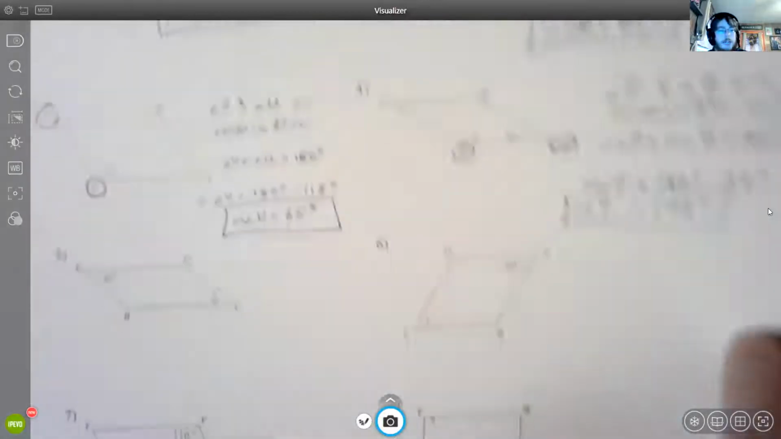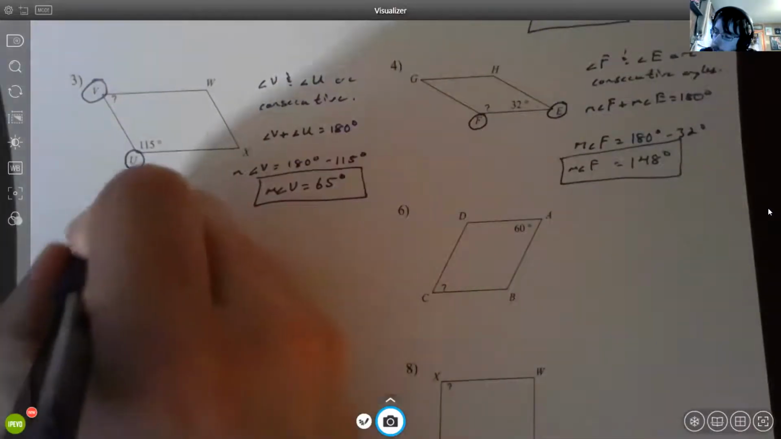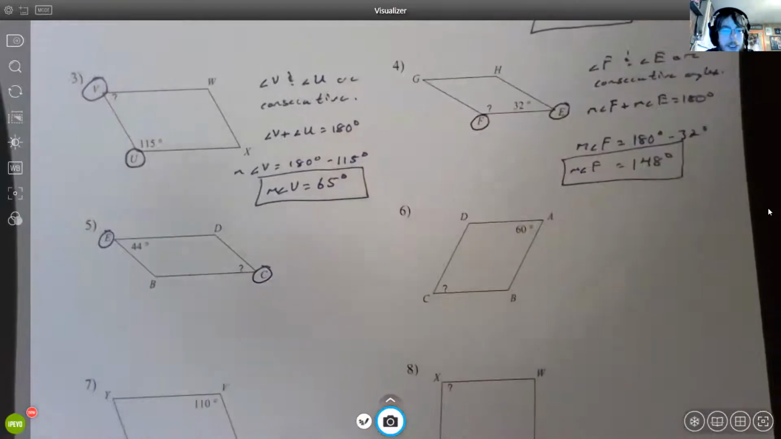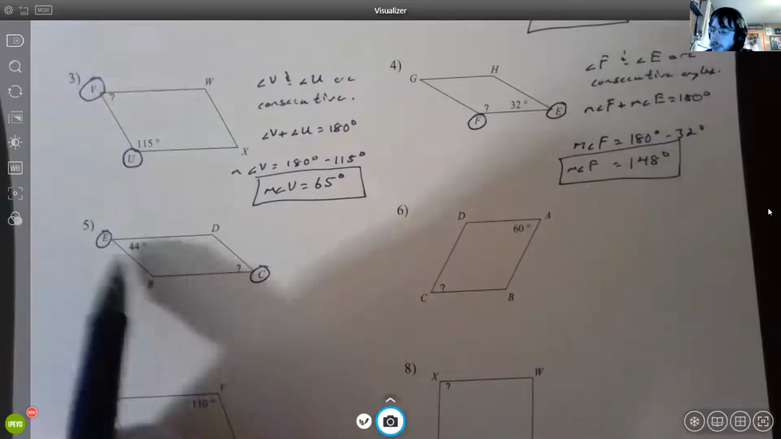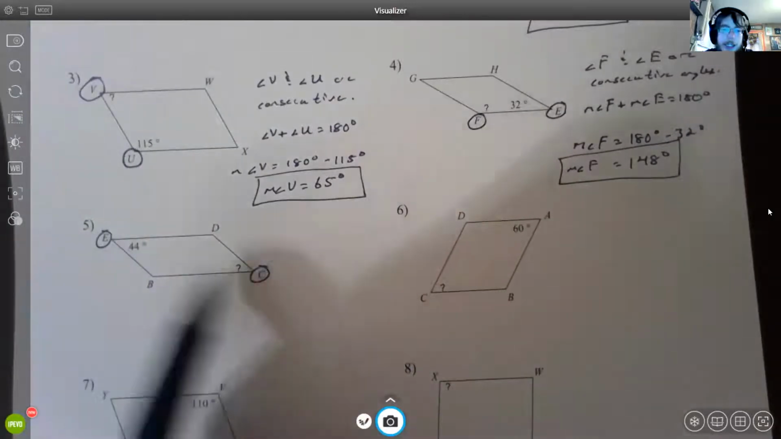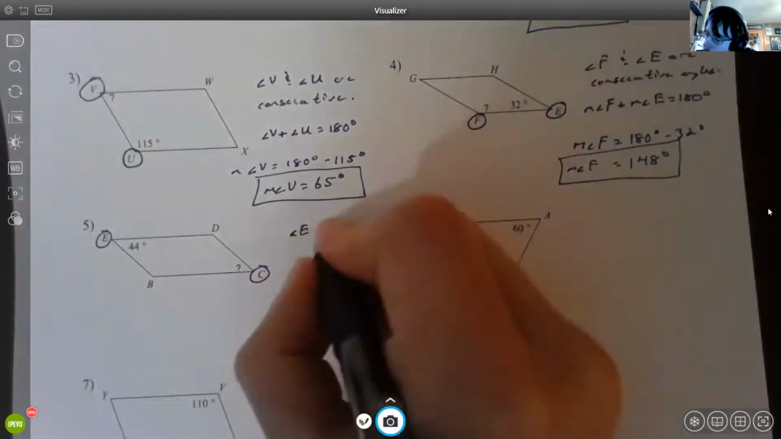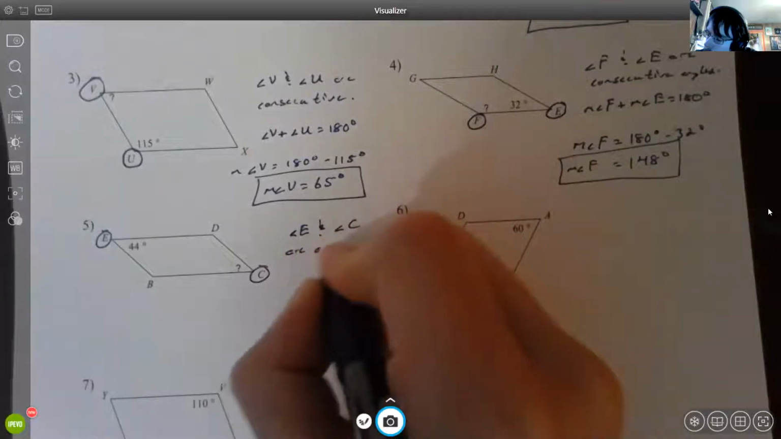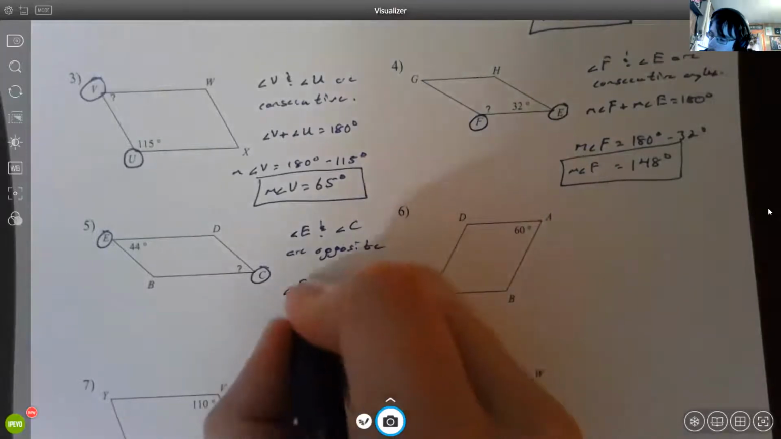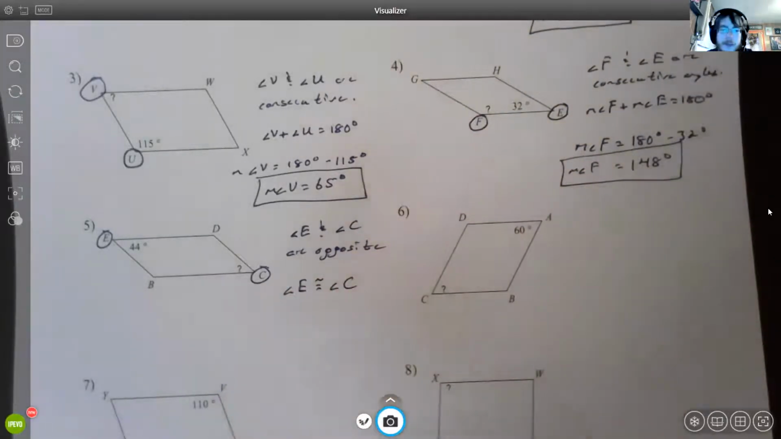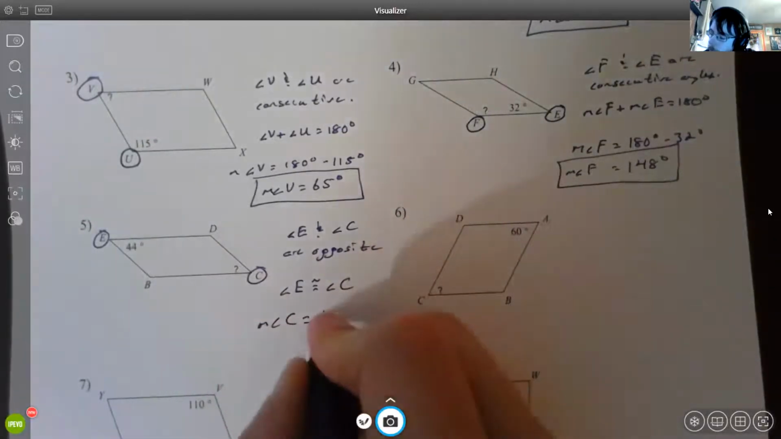So let's look at number 5. Number 5, we have angle E, and we want to find angle C. So are angles E and C opposite, or are they consecutive? Well, they're not connected by a line, right? E is connected to B and D, but not C. So that means that angle E and angle C are opposite. So since they are opposite angles, that means that angle E is congruent to angle C. So what would the measure of angle C be? It would be 44 degrees.